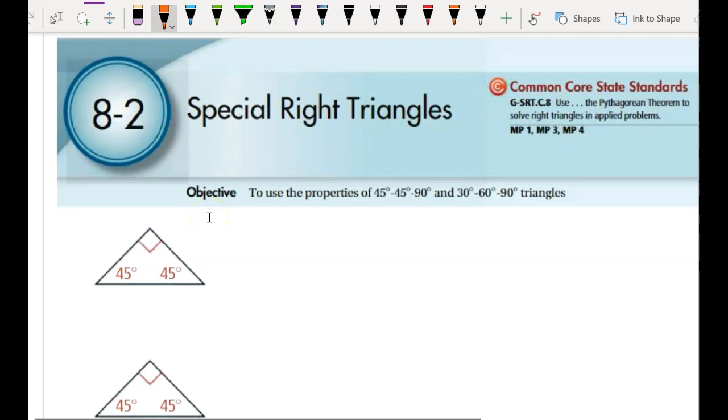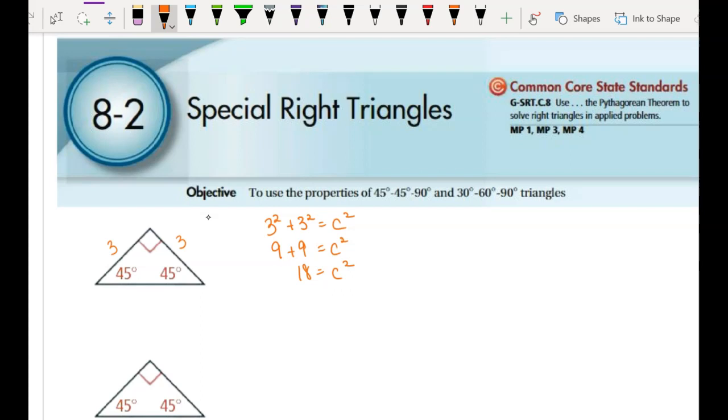So let's go ahead and throw in a number. If this leg is 3, and this leg is also 3 because it's an isosceles triangle, I want to find the length of the hypotenuse. So I can use the Pythagorean theorem. 3 squared plus 3 squared is equal to c squared. So 9 plus 9 is equal to c squared. 18 is now equal to c squared.